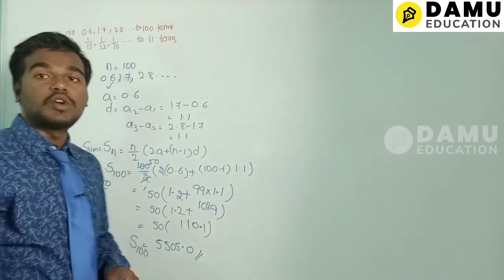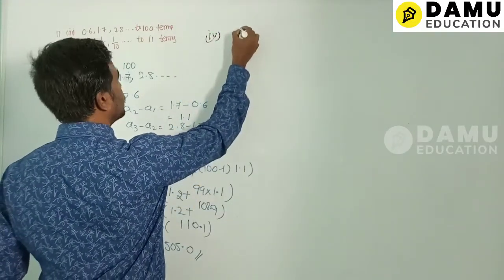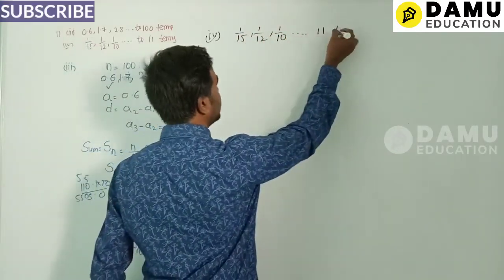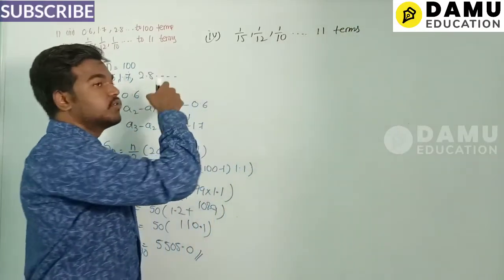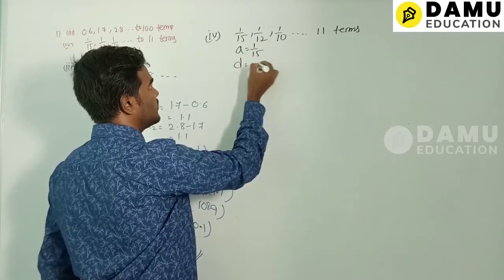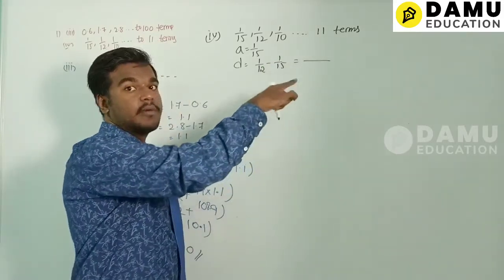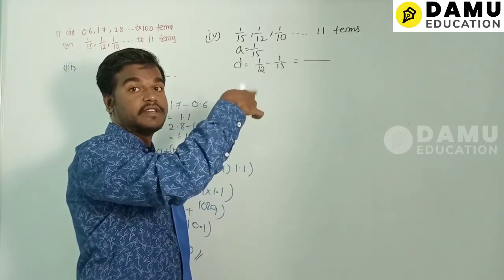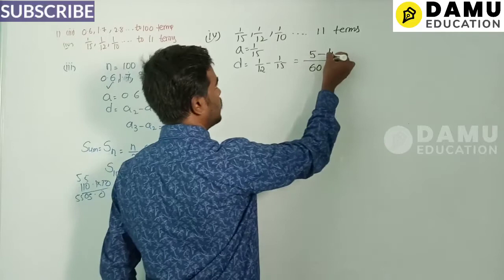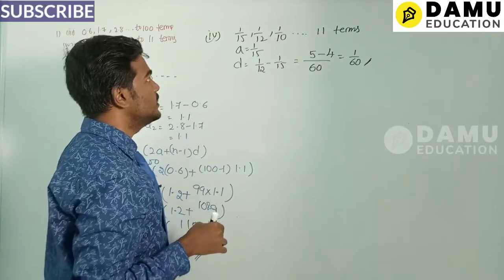This is the value. Then what is the fourth one? Let's take 1 by 15, then 1 by 12, then 1 by 10 and so on up to 11 terms. What is the first term here? The first term a will be equal to 1 by 15. Then what is d? The common difference is 1 by 12 minus 1 by 15. Taking the LCM, least common multiple, 60: 12 fives are 60, 15 fours are 60. So 5 minus 4, what value will we get? 1 by 60 is the common difference.